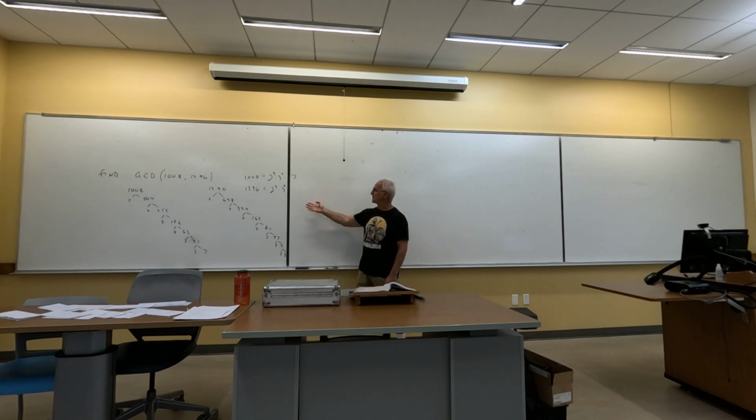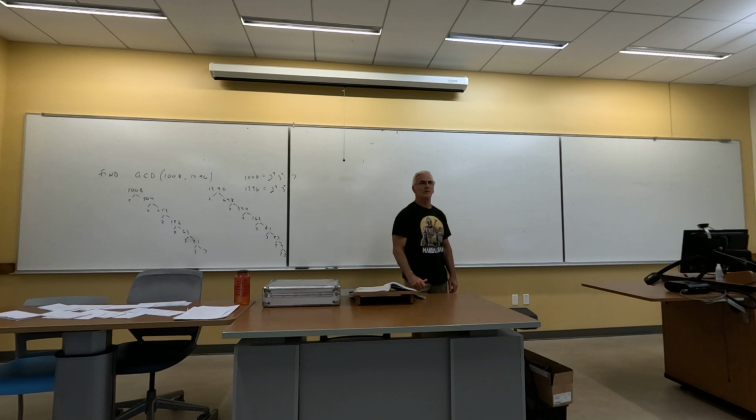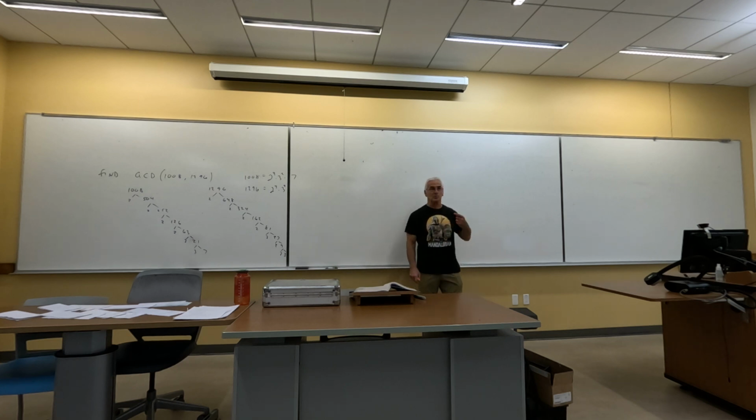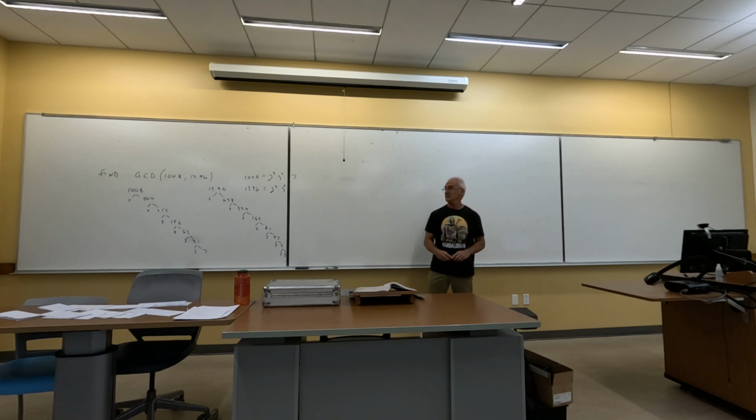I have twos, I have threes, I have sevens. How do you determine it? The key word here is not greatest. The key word here is common. They have to have them in common. They both have twos and threes in common, agreed? So seven cannot be a common divisor because one of the numbers doesn't have a seven. So the greatest common divisor is the most number of each that they have in common.